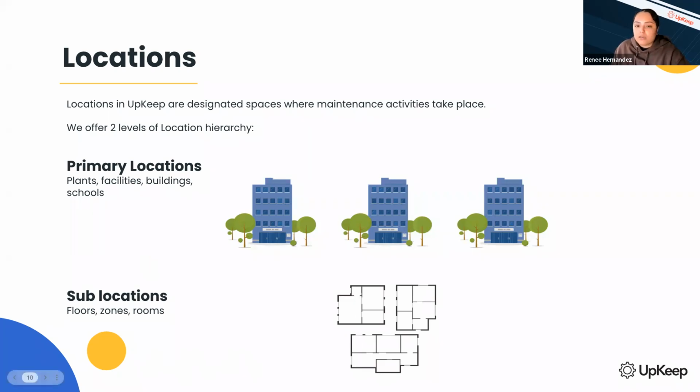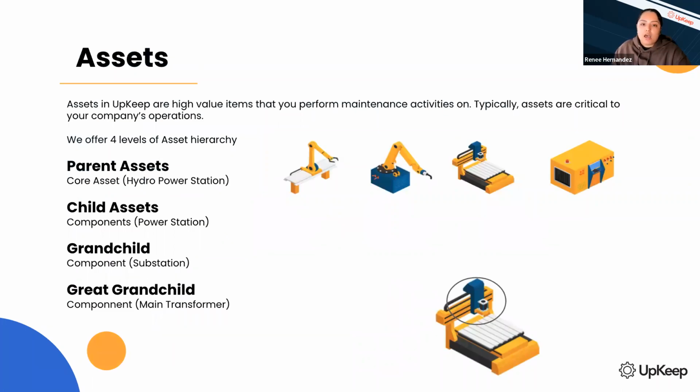And a primary and sublocation is not always necessary for some users. It really just depends on how granular you want to get with the system. And if you do, this option is available to you as well. And now looking at our assets, these are essentially just any high value items such as pieces of equipment, machinery, anything that your team is going to be performing maintenance on. And just like locations, we do have a hierarchy level.